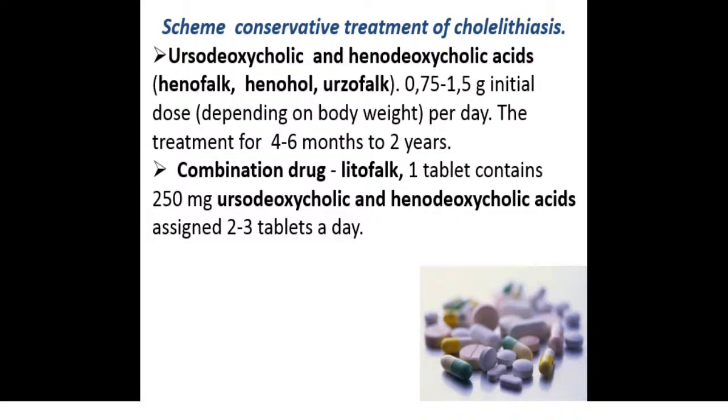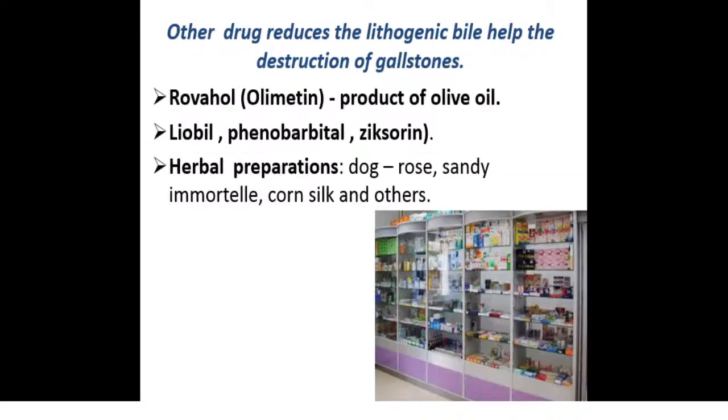We can also use combination drugs. It is Litofalk. It contains ursodeoxycholic and chenodeoxycholic acid. And also there are other drugs. It is alimetin, it is liabil, phenobarbital, zixorin, and herbal preparations. And then we can see how the size of the stone in the gallbladder changes.